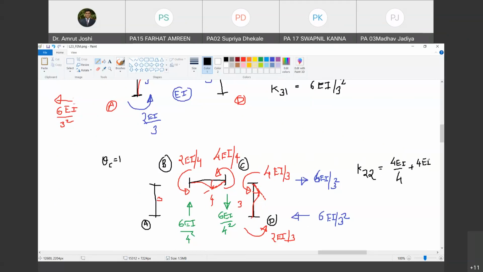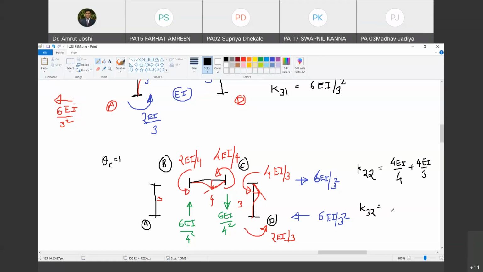Happy? Yes, sir. What is K32 now? It is the action that gets produced at 3 due to unit deformation at 2. What is 3? 3 is translation in the X direction. So we should be looking for which reaction? We should be looking for force reaction in the X direction.